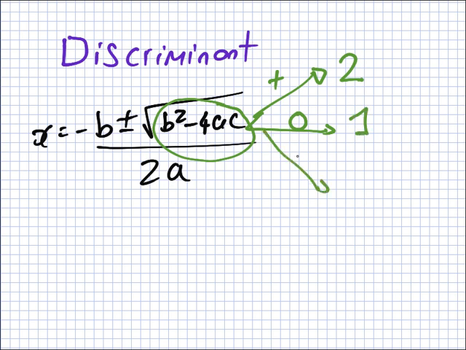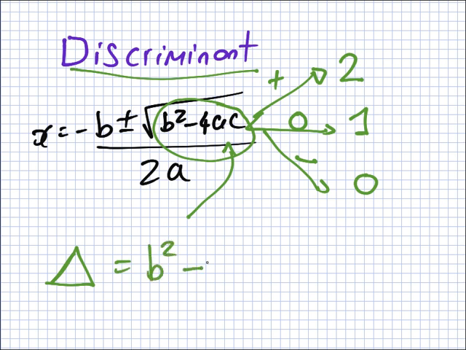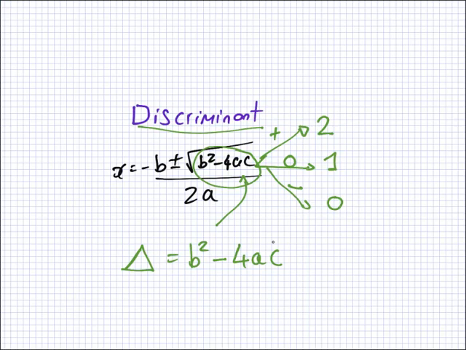But if it's a negative, no answer. No real answer, because your calculator cannot calculate the square root of a negative number. So this piece here is important for the equation, and it's called the discriminant of the equation. We usually give it a symbol like delta to represent it. B squared minus 4AC. And this is called the discriminant. It tells us how many answers we have.